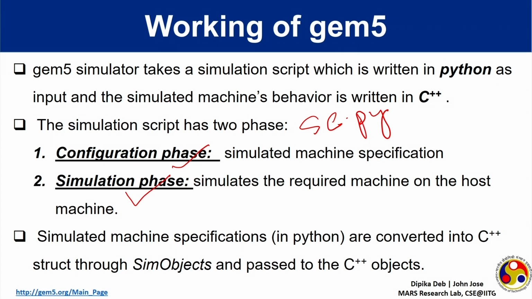The configuration from the Python script is then converted into C++ structures through sim objects, and these are then passed to the C++ objects which model the system behavior. These sim objects generally represent some physical components such as cache, main memory or DRAM. All these components are represented using different sim objects. I will explain the whole procedure in greater detail in the subsequent slides.